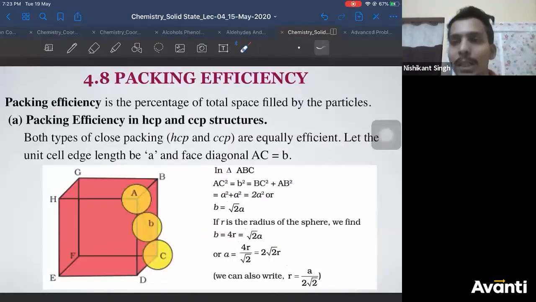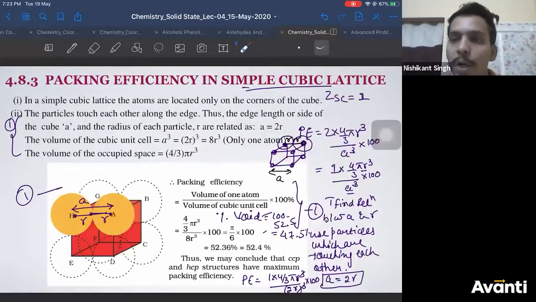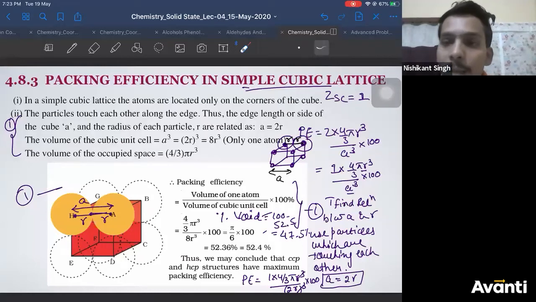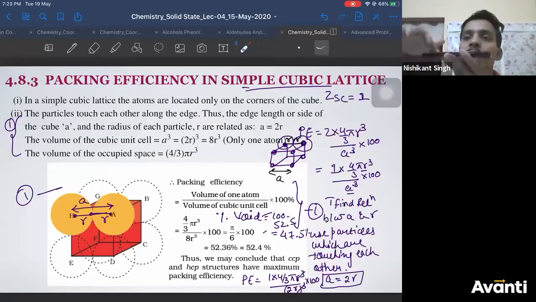Now let's start today's class. In this, I was discussing packing efficiency, and I had already discussed the packing efficiency in the simple cubic lattice. So let me recall things for you. Packing efficiency basically represents, let's say this is my unit cell. What part of this whole unit cell is occupied by particles? That is called packing efficiency.